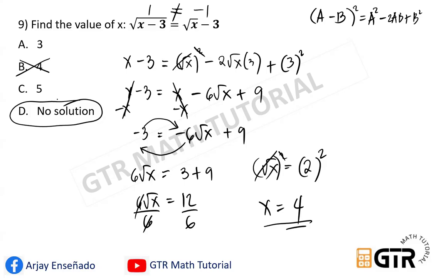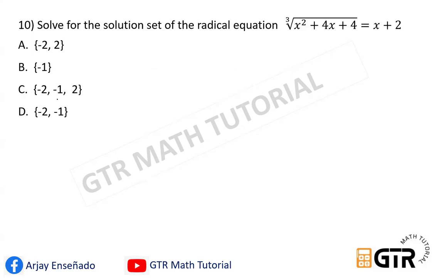Okay? Then last number, number 10. Solve for the solution of the radical equation. Cube root of x squared plus 4x plus 4 equals x plus 2. Okay, so again, we need to eliminate this radical. So cube root, so we need to cube both sides. Okay? Cube both sides, so we can cancel the cube and the cube root.